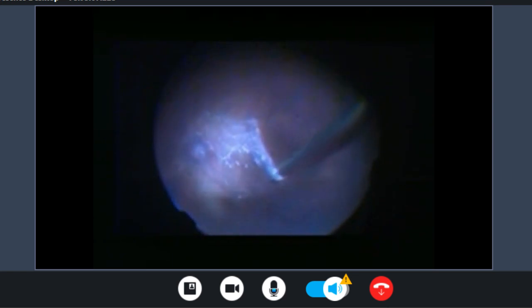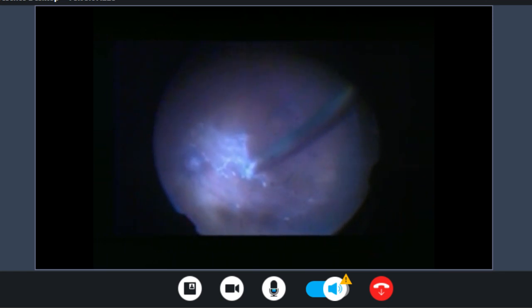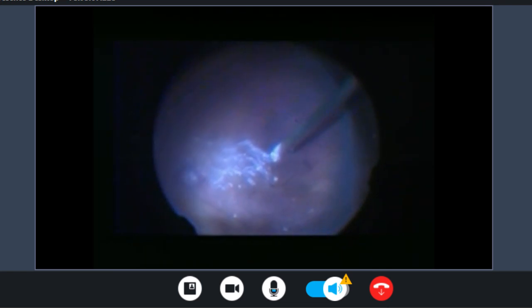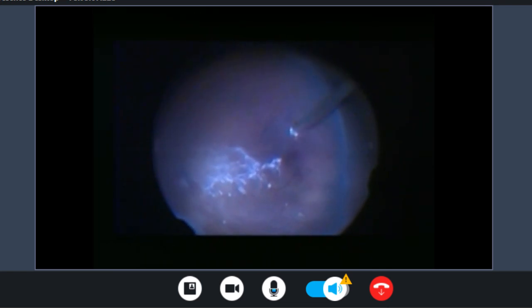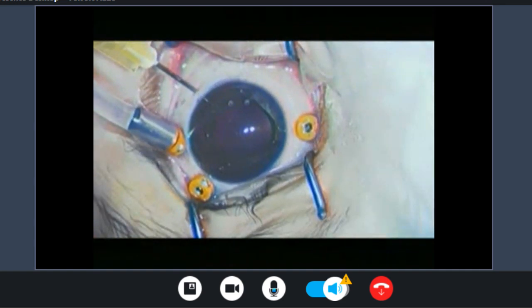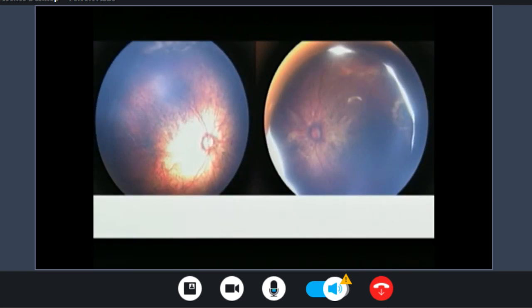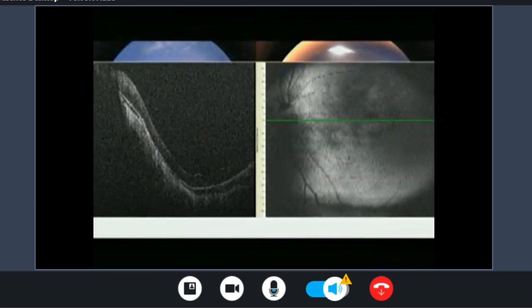This was followed by a silicone oil injection, and we followed the other eye that I showed you with peripheral break. It had the same procedure with buckle and vitrectomy with silicone oil. So this is the chandelier that we use, and this is the bimanual dissection of the hyaloid. This is the appearance postoperatively of both eyes, and this is the OCT showing a flat retina, closed macular hole.